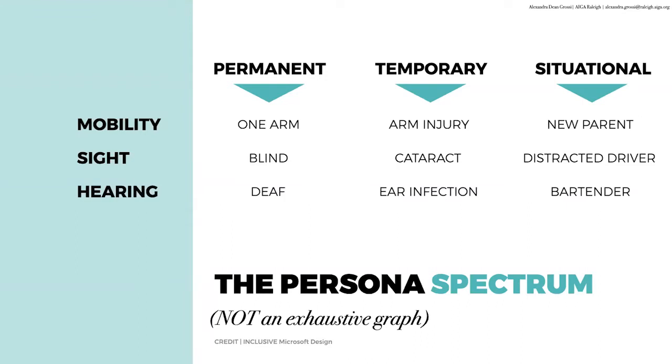Hearing: either you're deaf, or maybe you have an ear infection and can't hear well, or you're a bartender in a very loud space. The reason I thought it would be good to show this is that there's such a wide spectrum that your solution or message may be targeted towards not just people with disabilities. So this is kind of a fighting point. If you need to argue why designing for inclusion is important, you can say these are all the types of people that you may be benefiting.